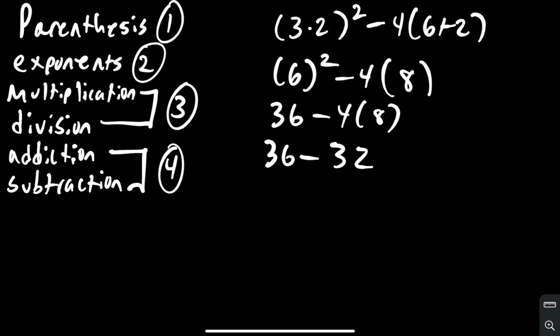And then we did our multiplication and division, so now it's for addition and subtraction. But we only have subtraction, so we just finish this problem. 36 minus 32 is going to give you 4. So that's going to be your answer.